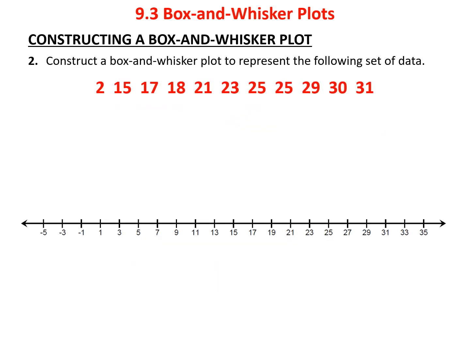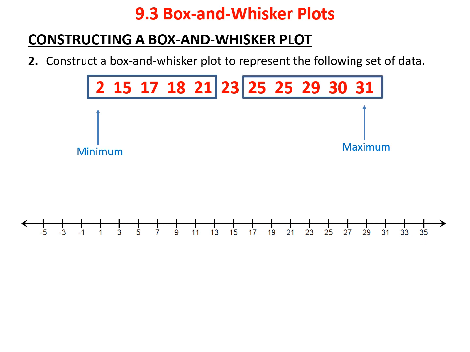So let's try a second problem. Here, the data is already in numerical order, so we have the easy part done. So let's find the middle. There's my minimum. There's my maximum. Now to find the middle, this time notice I have 5 on one side, 5, and there is a middle number. So my median is actually the middle number, 23.